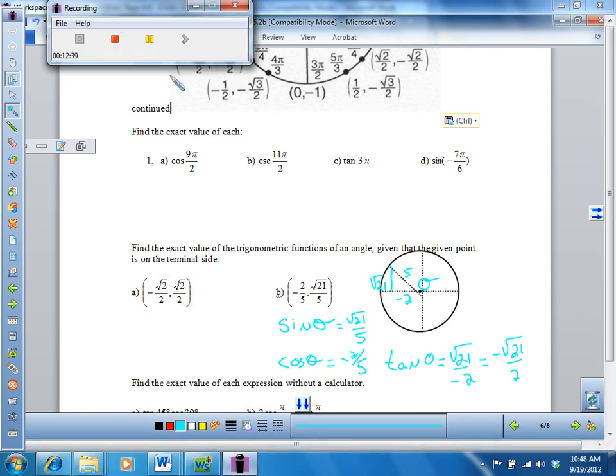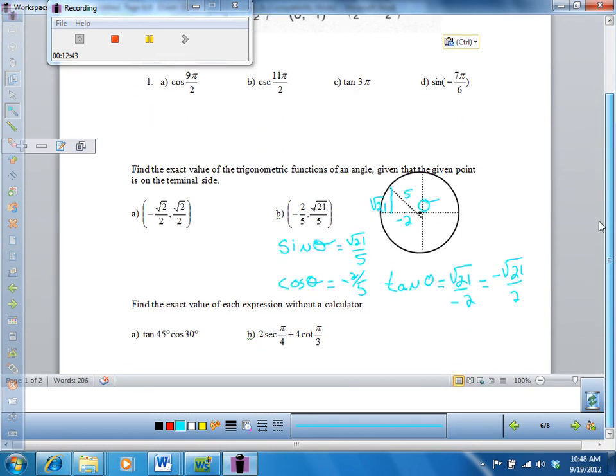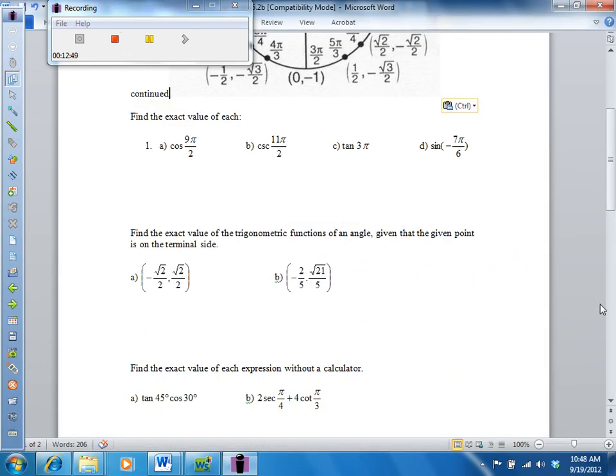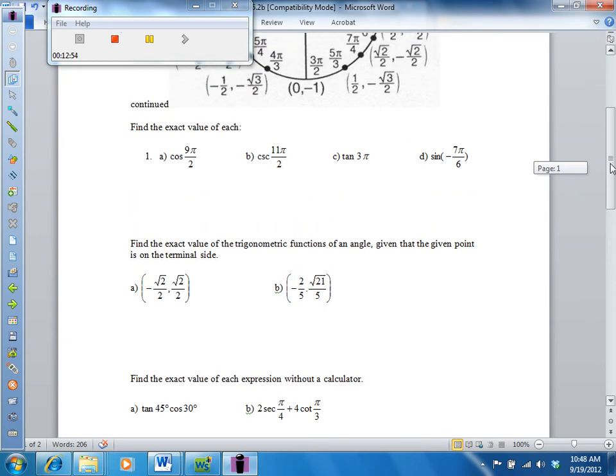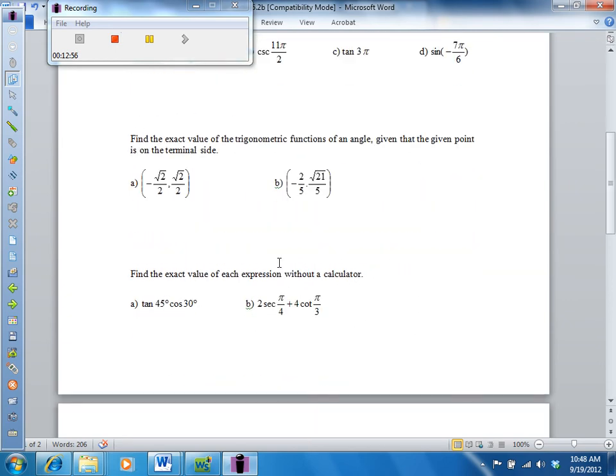All right, moving down, boys and girls, ladies and gentlemen. This one: find the exact value of each expression without a calculator. And you say, I don't know how to do that, that's impossible. You're going to see one like this on a quiz, but it's really, really easy. What's the tangent of 45?